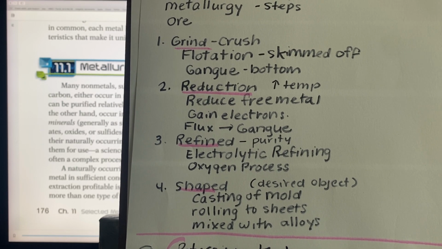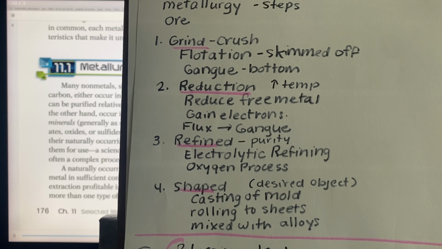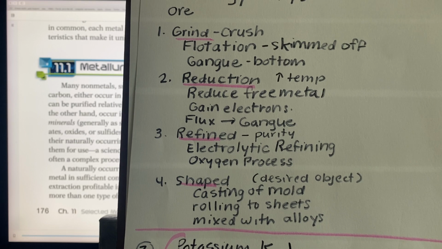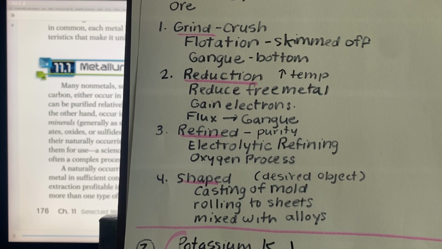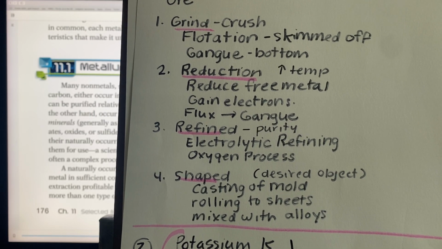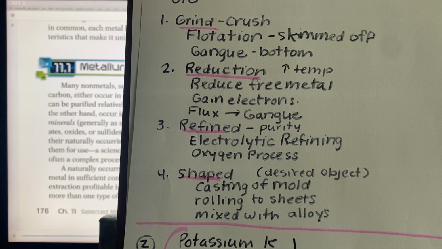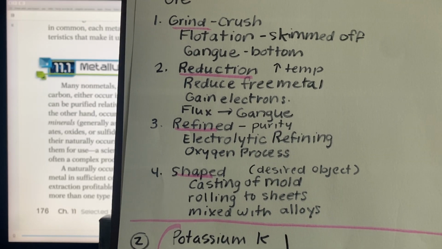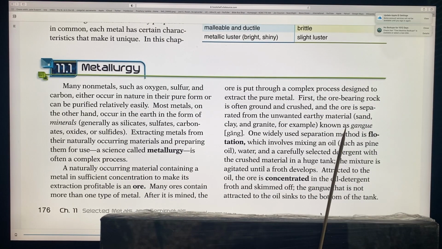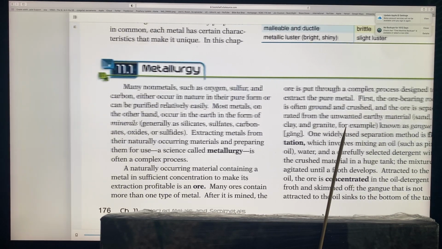So on to the refining process, and that's the electrolytic refining, putting electricity through, or sometimes high oxygen, basically putting oxygen at very high levels. And then on to the shaping, and that's the molding and casting, rolling them out into sheets and mixing them with alloys. So just so you know, that's what this first part of the lesson is about: how to get a metal out of the ground, right? So let's go from there.